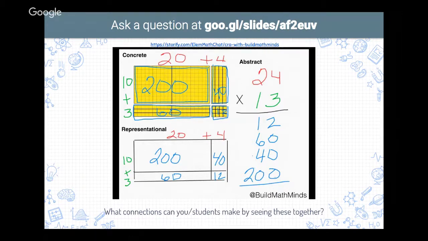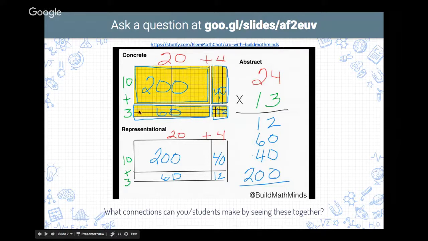And so we had a really nice discussion around the connections that are built by being able to see all three of these things together. For example, something that I noticed that I hadn't really thought about before, I use base 10 blocks a lot. I have the kids use them in math, but arranging them this way to look like the area model that I was teaching them to use was really powerful. And I had never done that before, and I hadn't thought about it before.